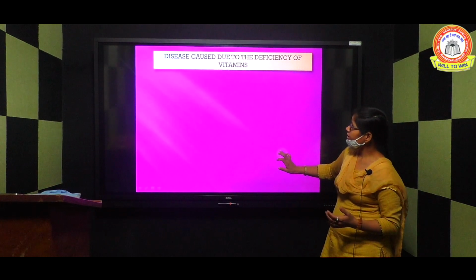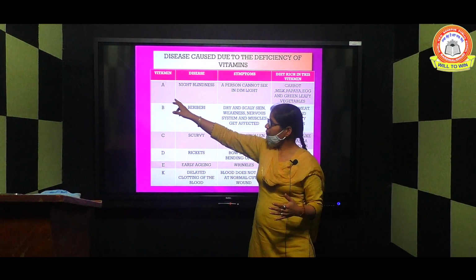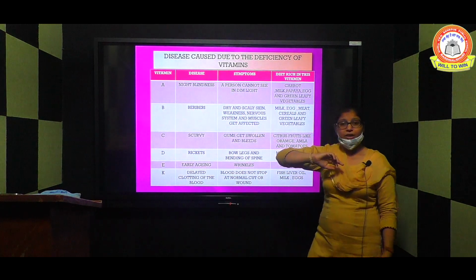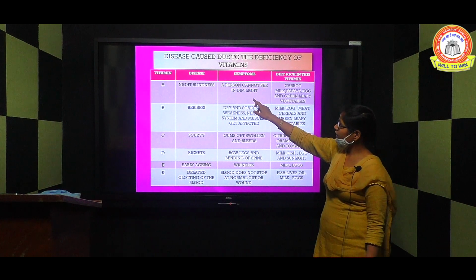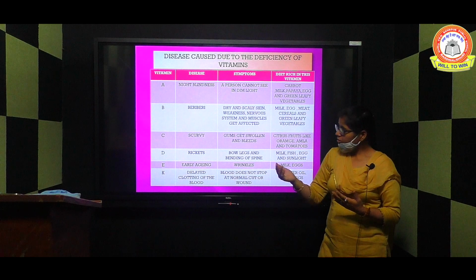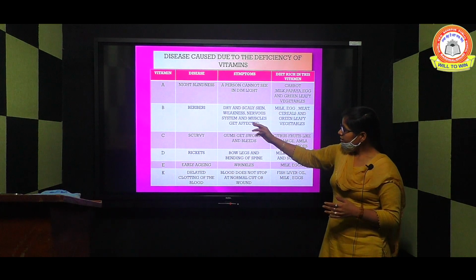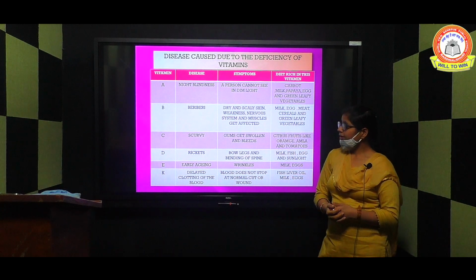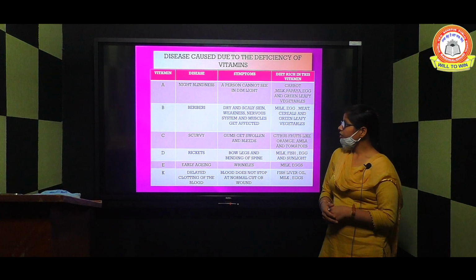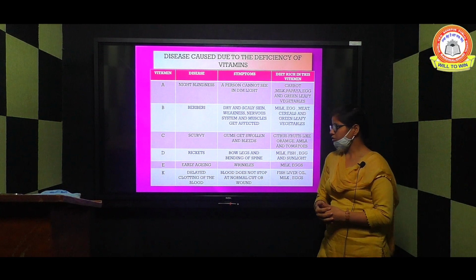Next deficiency is due to the vitamins. So here you can see the deficiency of vitamin A will cause night blindness, and a person cannot see in the dim light. After sunset you are not able to see. Vitamin B causes beriberi. Here your skin becomes very dry and scaly. Weakness, it affects your nervous system and muscles also.